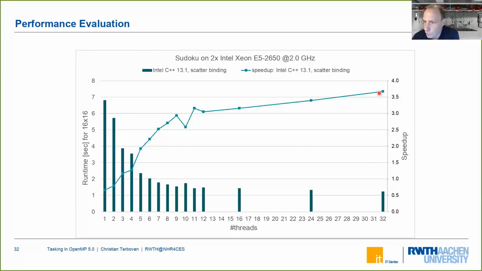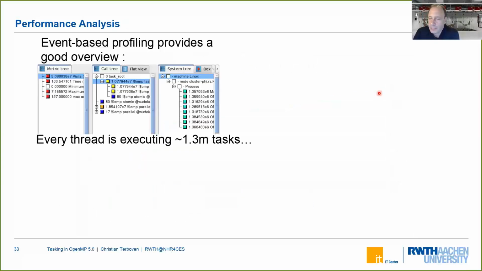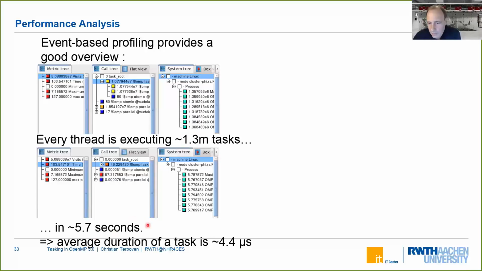If we take a closer look, what happens? Well, we create millions of tasks. This is a tool named Scalasca. I don't want to go into detail here, but these are individual threads, I think 8, of an individual program run, giving a statistic of how many OpenMP tasks have been created. Each thread here, 8 threads, is executing 1.3 million tasks in only 5.7 seconds. So if I did the math right, and for many iterations of the slide no one complained, the average duration of a task is in the order of 4 to 5 microseconds.